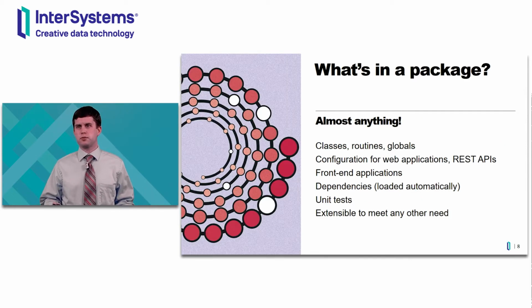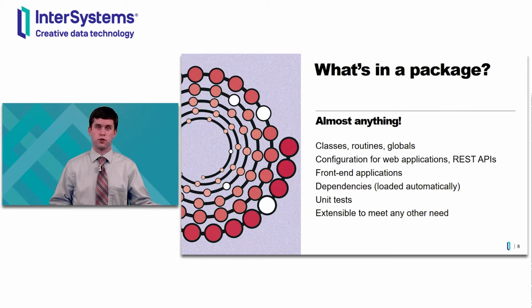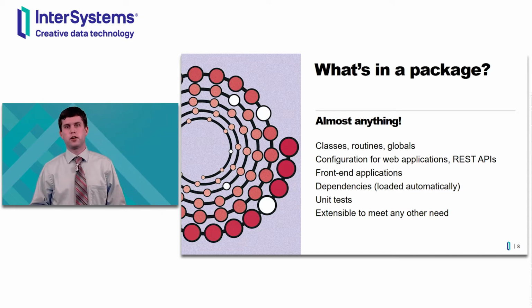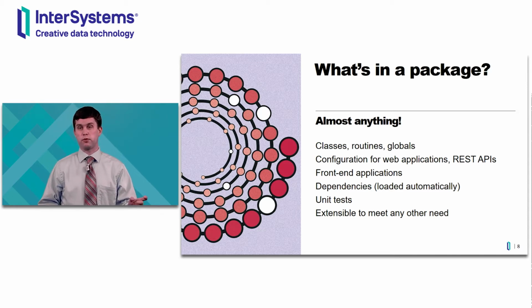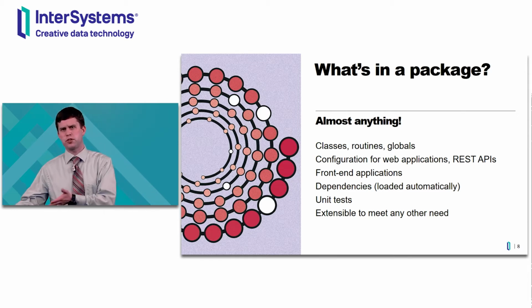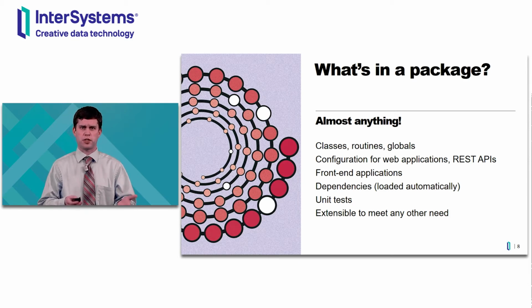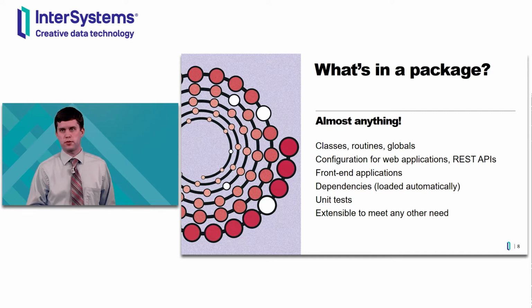What's in one of these packages? Pretty much almost anything. You can have classes, routines, even globals in there if you want to include data. You can automate configuration for web applications and REST APIs, deploy static resources for front-end applications, declare your dependencies on other modules and have them loaded automatically, include unit tests, which are very easy to run within the package manager. And if there's other things, other language resources, other aspects of an application that need to be bundled together, the package manager is extensible to meet these needs.